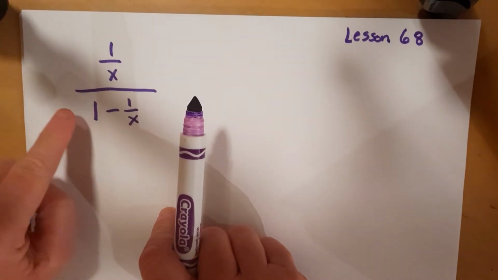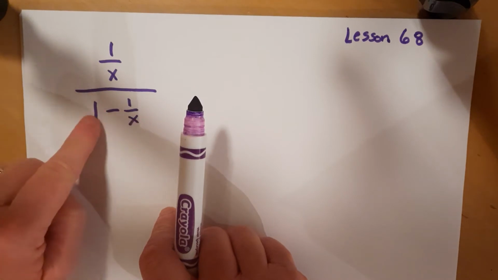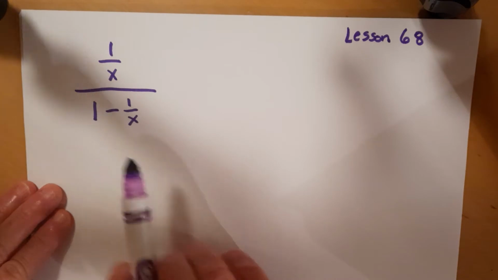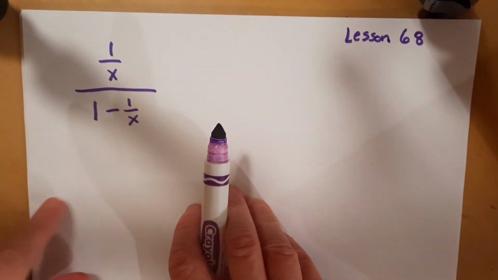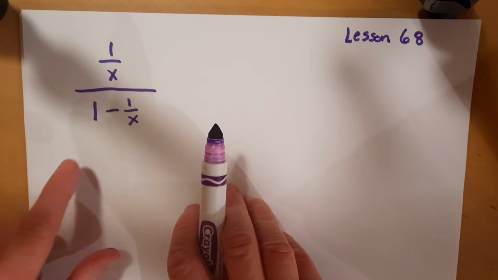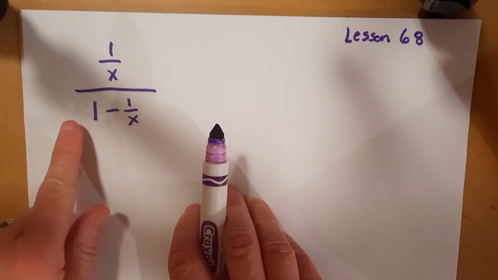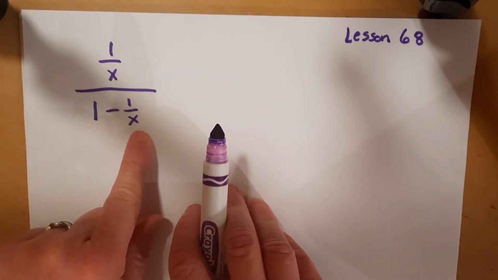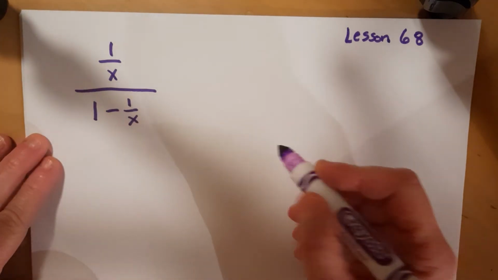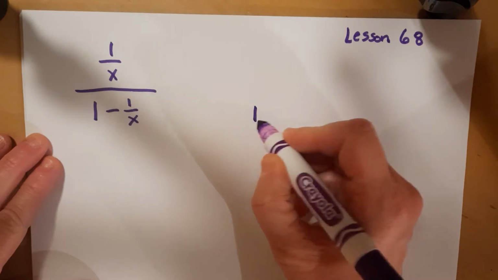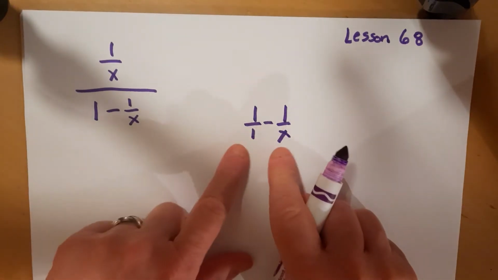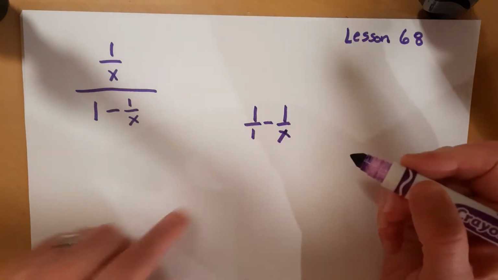So right now here we have a fraction plus a whole number, but we want to change this into a fraction. So we're going to look at just the denominator right now, and we are going to find a common denominator between these two terms, this first one, number 1, and 1 over x, so that we can add them together and form one fraction. So 1 is like 1 over 1 minus 1 over x. We're looking for a common denominator, which would be x.